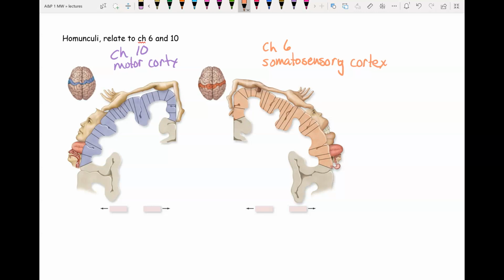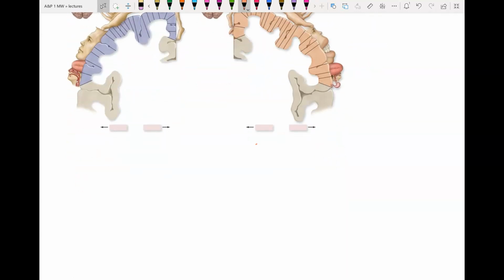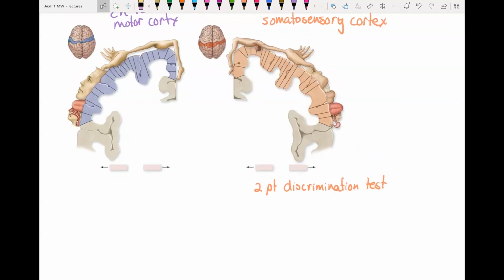Okay, in the chapter 6 lab, remember when you did that activity where you had those calipers, that blue plastic thing, and you poked your lab partner and you would move it a little further apart until they could feel 2 points, and you measured the distance between their sensory receptors? That was called the 2-point discrimination test. And we talked about the homunculus. You had that picture of the homunculus in lab. Well, here again, here's that homunculus.